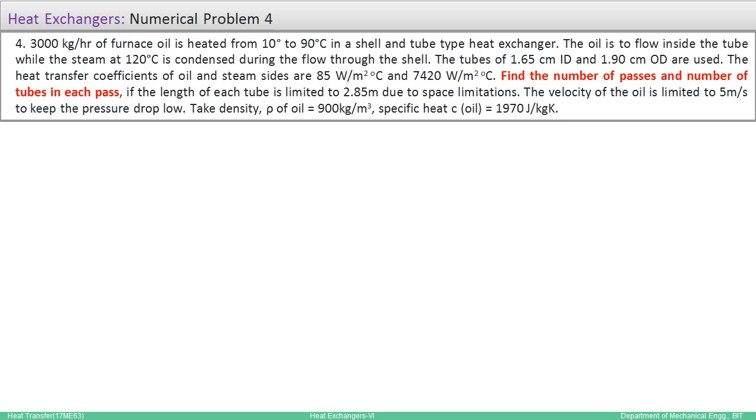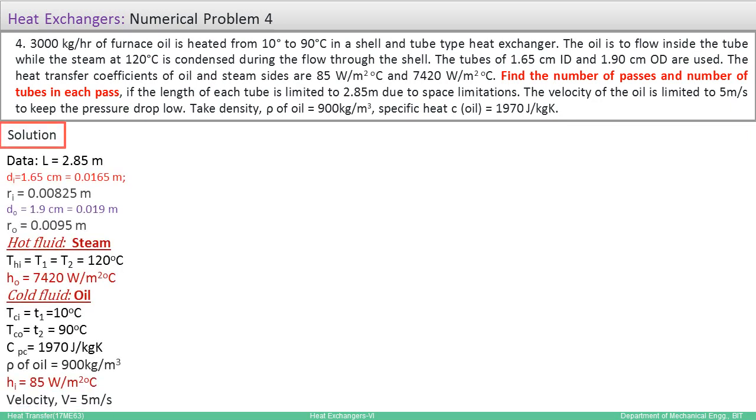So in this problem, both inlet temperature and outlet temperature of oil are given, that is oil which is being heated, and in the process steam is getting condensed. Okay, that condensing temperature here is given as 120 degree Celsius. That means the temperature is going to remain constant during the condensation process, and both THI and THO are equal to 120 degree Celsius. So we have the data listed for this case.